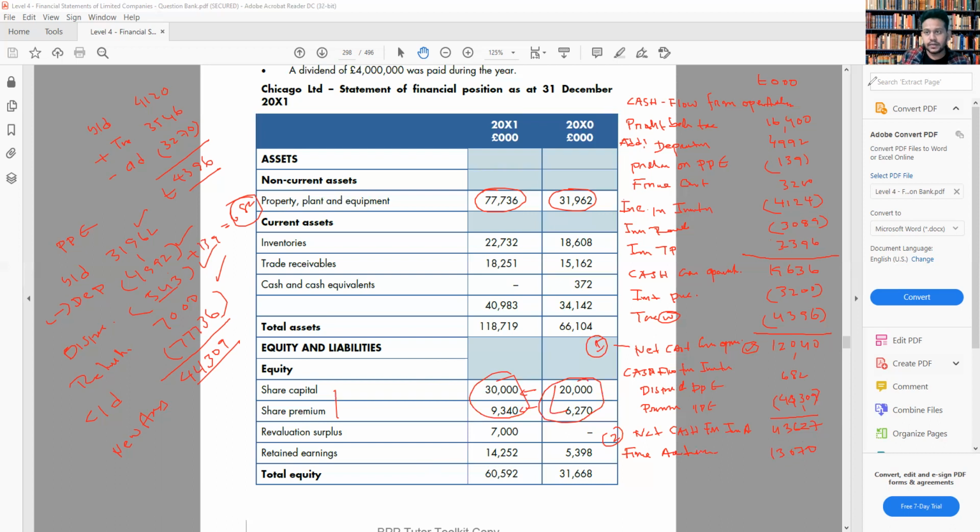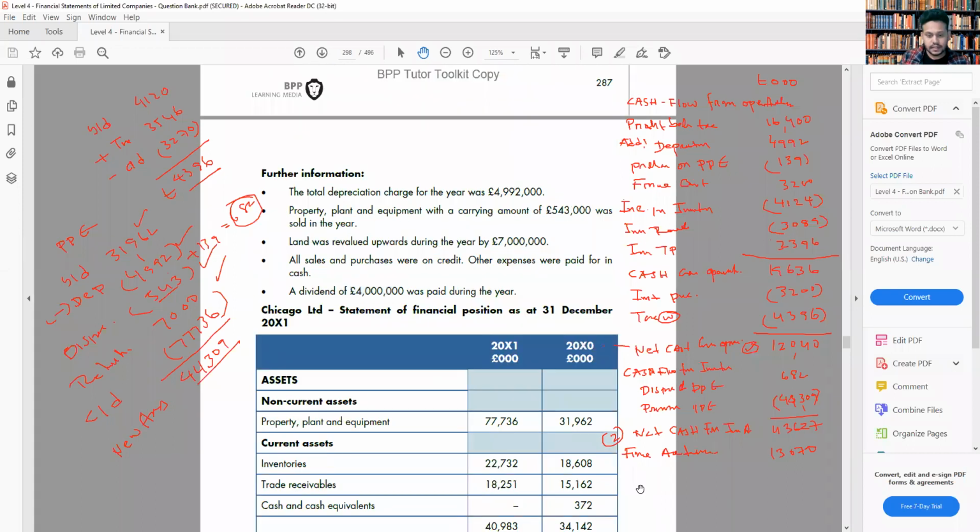Then we can see we have the dividend paid. So the question said during the year, we paid some dividend. So let's have a look how much it is. So the question said the dividend is 4,000. So you're going to write it down. Dividend paid 4,000.